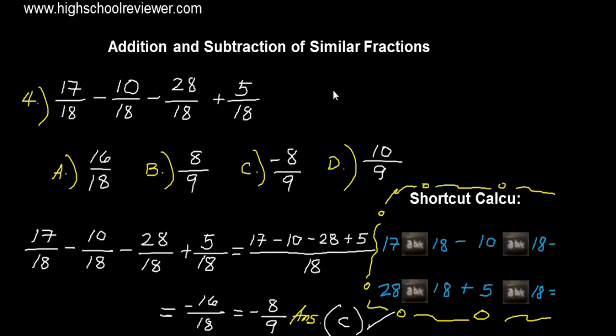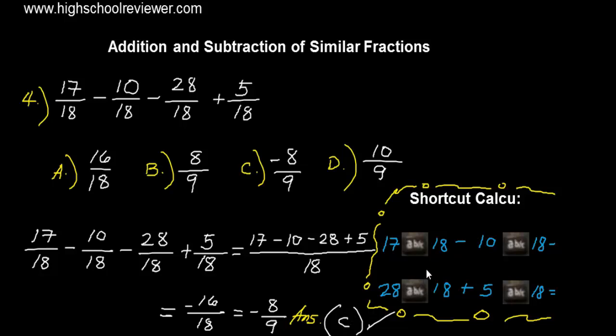For number 4, we have here our given problem, the choices, and the solution. Our final answer is negative 8 over 9. Negative 16 over 18 is not yet the final answer because we can still simplify. Okay, 2 is common between 16 and 18. And the answer here is letter C.